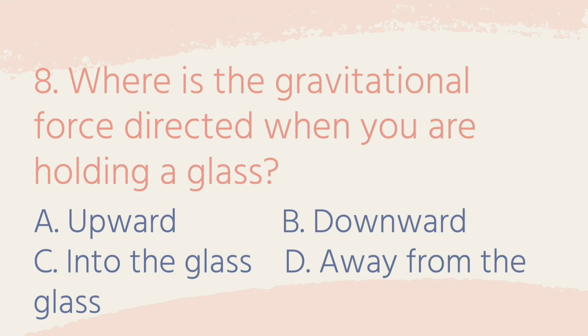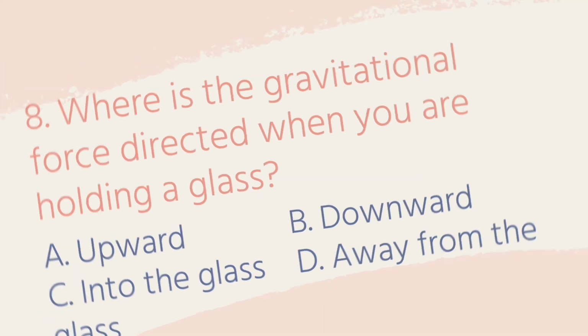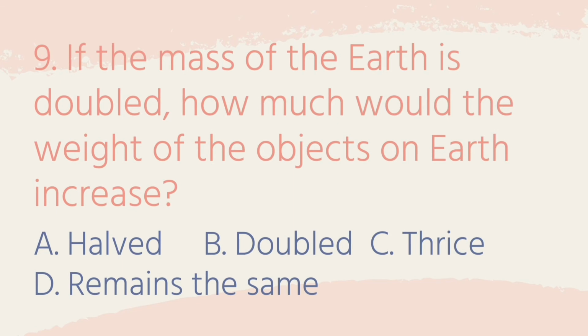Number 8. Where is the gravitational force directed when you are holding a glass? A. Upward, B. Downward, C. Into the glass, D. Away from the glass. Number 9. If the mass of the Earth is doubled, how much will the weight of the object on Earth increase? A. Half, B. Doubled, C. Thrice, D. Remain the same.